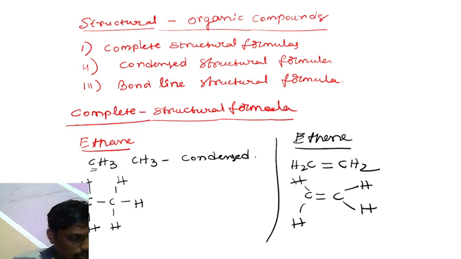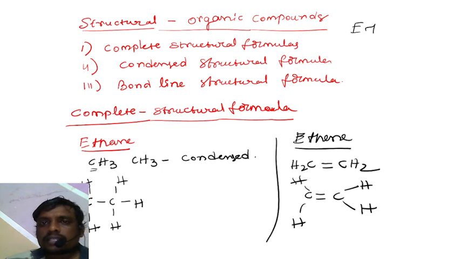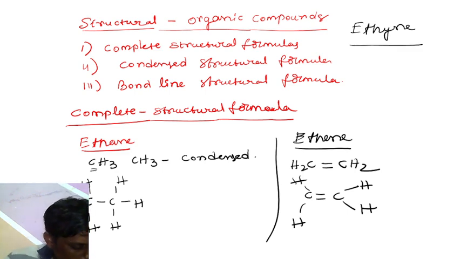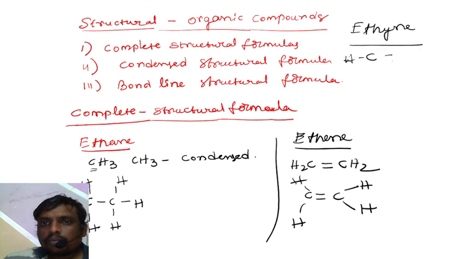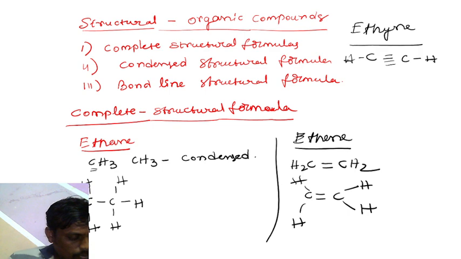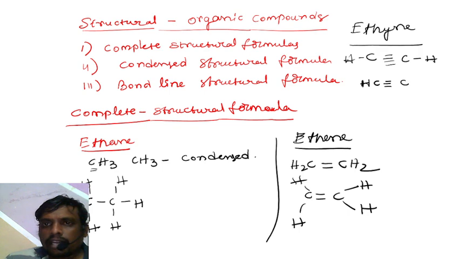Whereas ethyne, let us take ethyne. The formula for ethyne is CH triple bond CH, which is the condensed structural formula. And the complete structural formula you can mention like this.